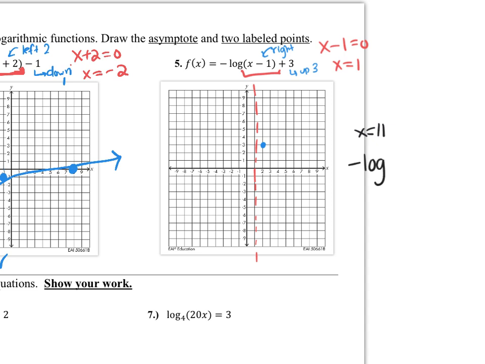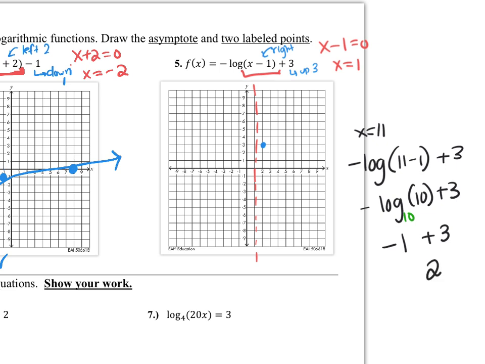Negative log of 11 minus 1 plus 3. We get negative log 10 plus 3, and we remember that this is an imaginary implied base of 10. So log base 10 of 10 is 1, so negative 1 plus 3 is 2. So when x is 11, y is 2. This kind of goes off our graph, but we can sketch it and label it because we'll know what it is. So if we go out to 11 and then up 2, this is 11, 2.